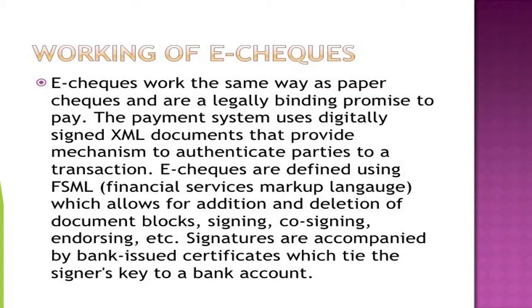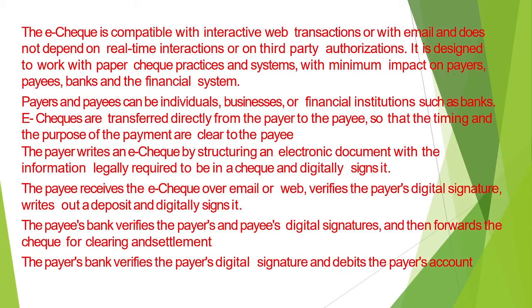Now e-checks are generated by the traders for the transfer of money or payment to other parties. That e-check is secured and accepted by the bank, and they will transfer money to the other bank account. The check is compared with interactive web transactions with email and does not depend upon real-time interactions or third-party organizations. There is no need for acceptance or authorization by third parties. It will be known to the bankers, and payees and the financial system will also recognize it. Payers and payees can be individuals, businesses or financial institutions such as banks.